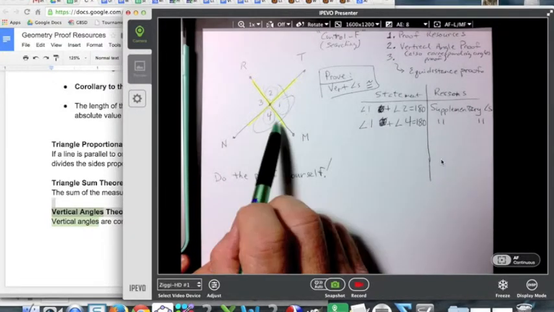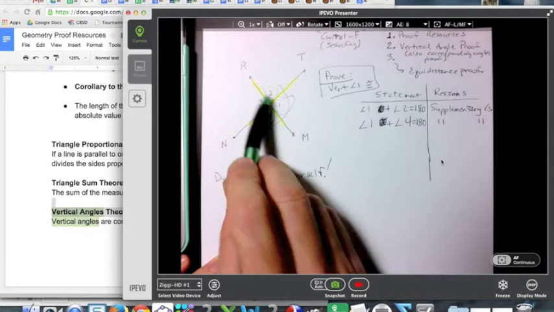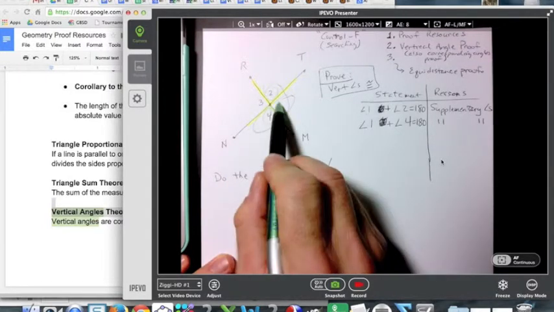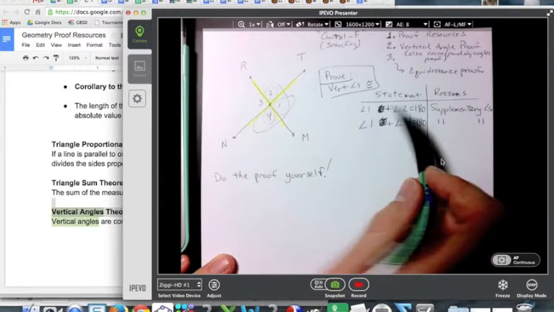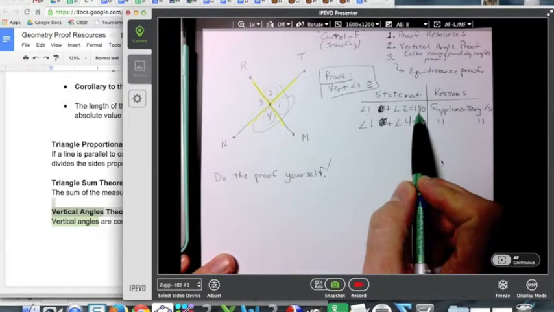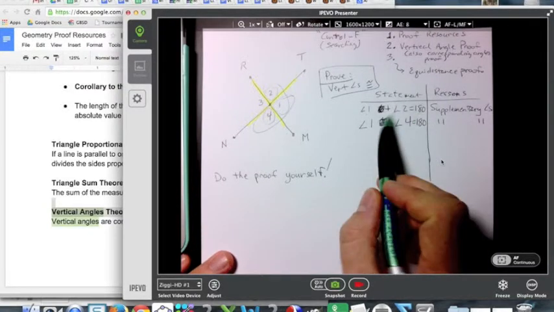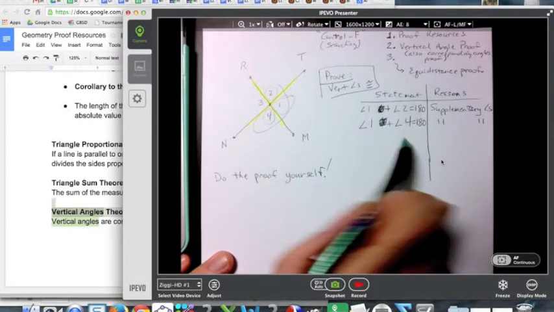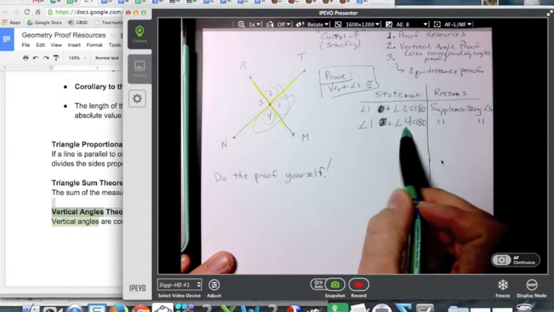So once again, 1 and 2, because they're on the same line, they're supplementary angles. I wonder how many of you caught that. Because they're supplementary, that means they add to 180. Complementary angles add up to 90. These are supplementary, they add to 180. 1 and 4 are supplementary, they also add to 180.